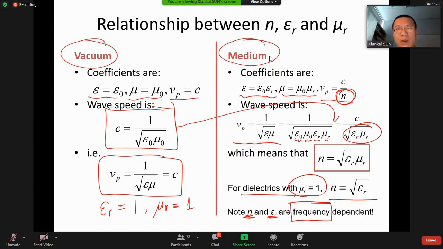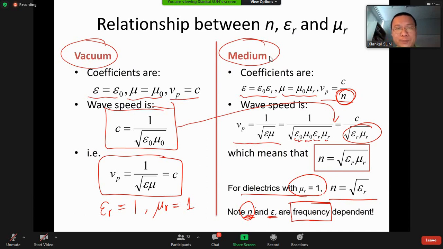For example, once you send a beam of white light through a prism, you have different angles for different colors of light, right? Different colors of light, so that means this n is different for different colors of light. Different colors of light means different frequencies of electromagnetic waves. So that's a clear example that n actually depends on the frequency of electromagnetic waves.